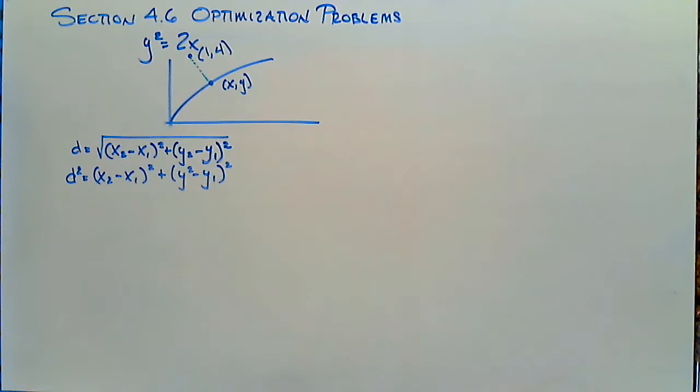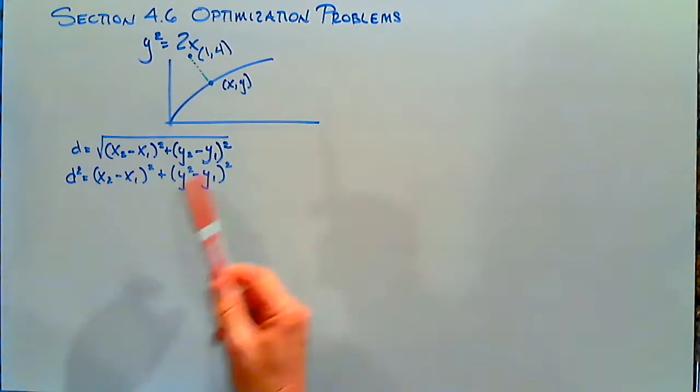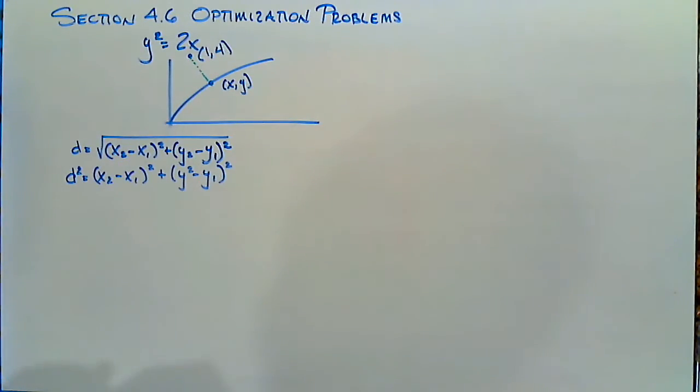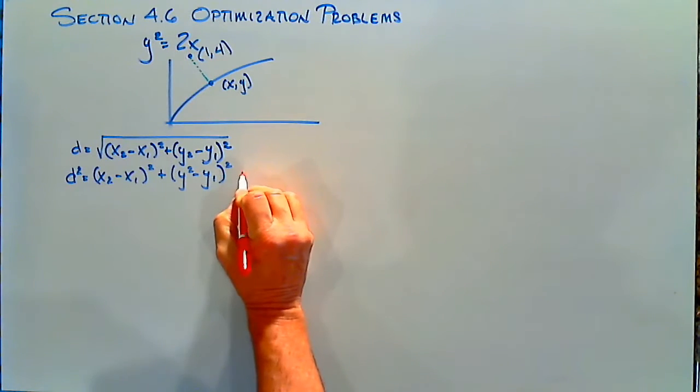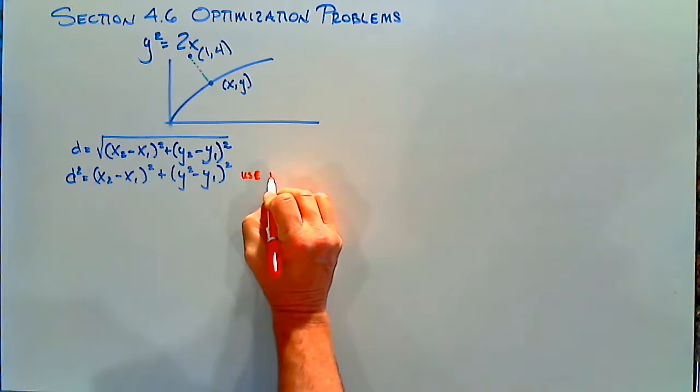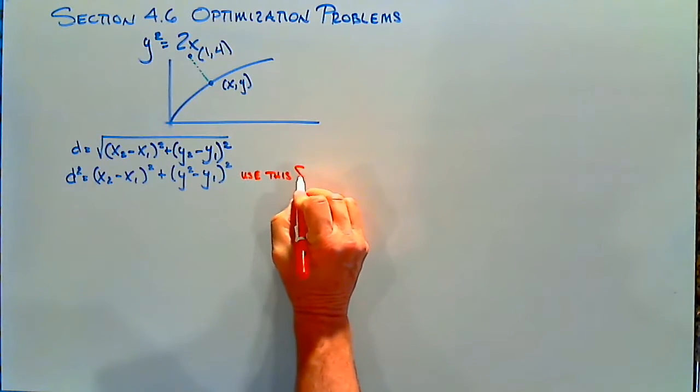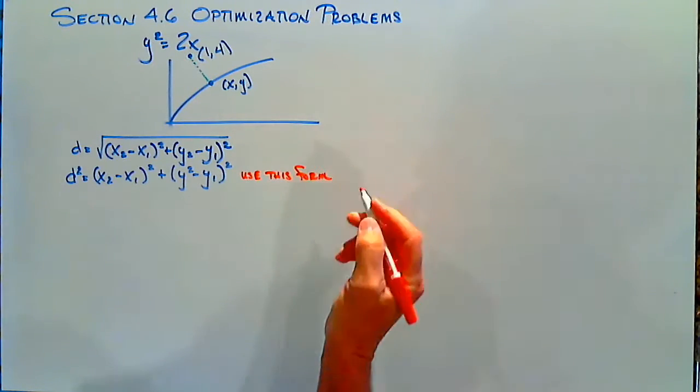Whenever we're asked to do an optimization problem, and they ask us to find the minimum or the maximum distance, well, in this case, they would never ask us to find the maximum distance. The parabola goes on and on forever. It's kind of difficult to find the maximum distance. But if they want us to minimize the distance, we want to use this version. Use this form of the distance formula.